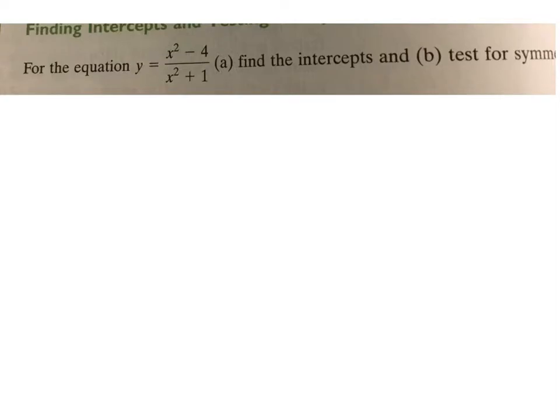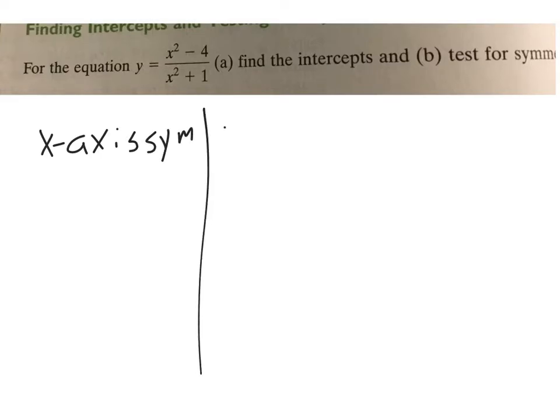So now we're given an equation: y equals (x squared minus 4) over (x squared plus 1). First thing we want to do is test for symmetry. Let's just test for symmetry first. So I want to know, is there x-axis symmetry? Is there y-axis symmetry? And is there origin symmetry?